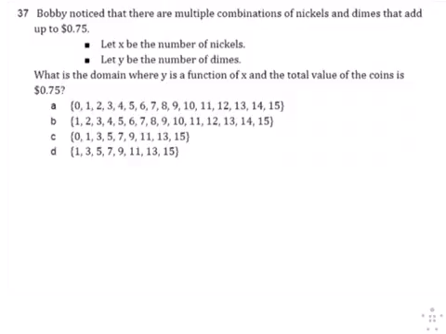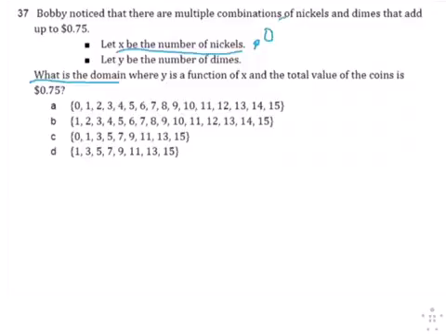37. Bobby noticed that there are multiple combinations of nickels and dimes that add up to 75 cents. Let X be the number of nickels, let Y be the number of dimes. What is the domain where Y is a function of X and the total value of the coins is 75 cents? So it's asking what is the domain. So we know domain are our X values. And up here it says let X be your number of nickels.